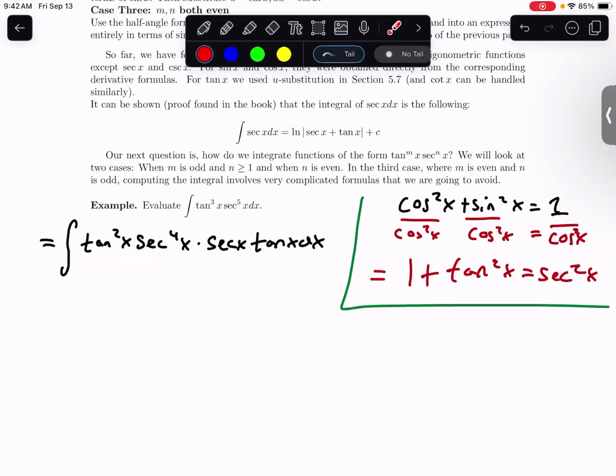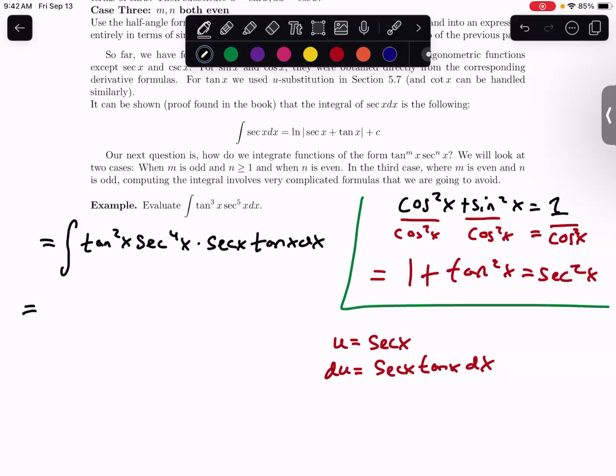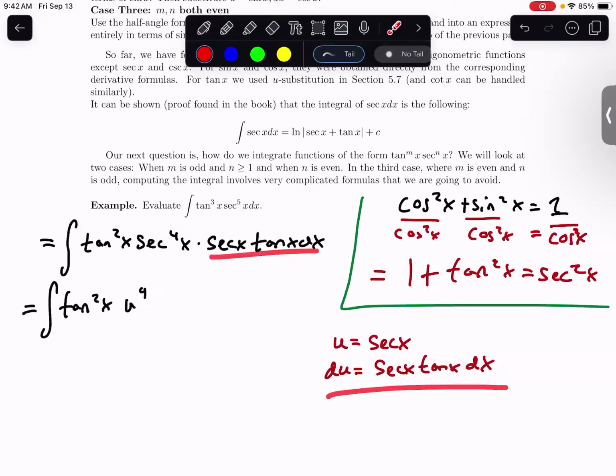The derivative of secant is equal to secant of x tangent of x. And so let's just see what happens if we let u be equal to secant of x. If u is secant of x, du is secant of x times tangent of x dx. And so this integral transforms in the following way. This is going to be tangent squared of x times u to the 4th power. And then secant of x, tangent of x just becomes du.